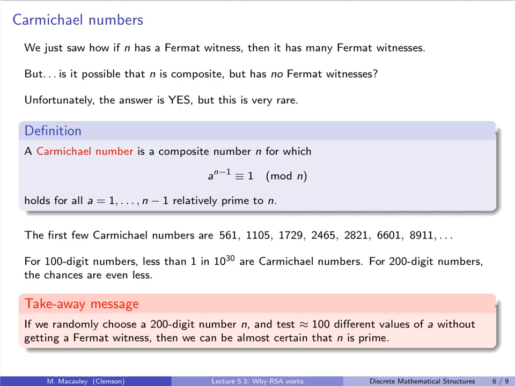So if we take a 200-digit number and we test 100 different values of a that are relatively prime to n without getting a Fermat witness, in other words, if a to the n minus 1 is equivalent to 1 mod n for all of these, then we can be almost certain that n is prime. And by almost certain, I mean the chances of getting Fermat liars each of those times is less than 1/2 to the 100, which is approximately 7.9 times 10 to the negative 31.